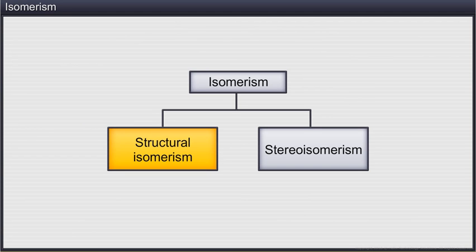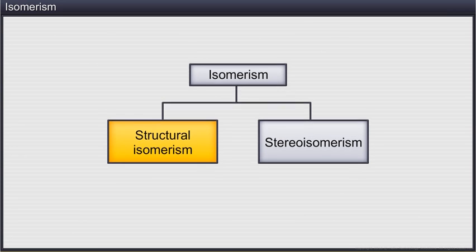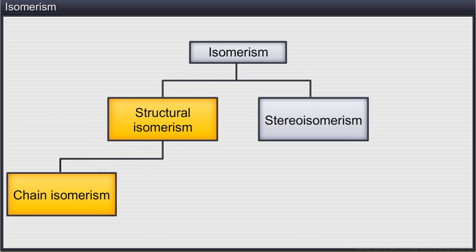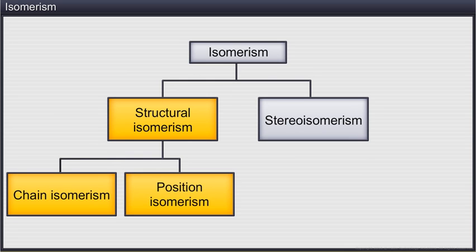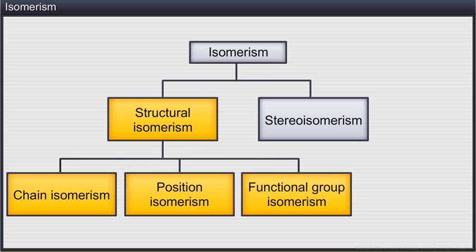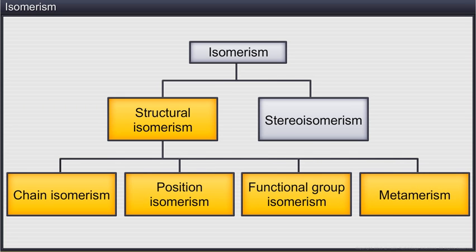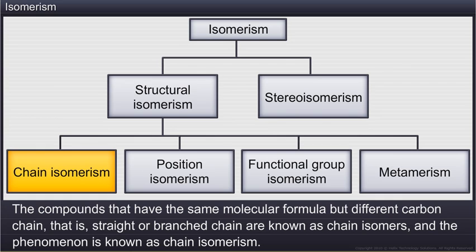Thus, they are structural isomers. Structural isomerism can be of the following types: chain isomerism, position isomerism, functional group isomerism, and metamerism. Let's look at chain isomerism. Compounds that have the same molecular formula but different carbon chain, that is, straight or branched chain, are known as chain isomers, and the phenomenon is known as chain isomerism.